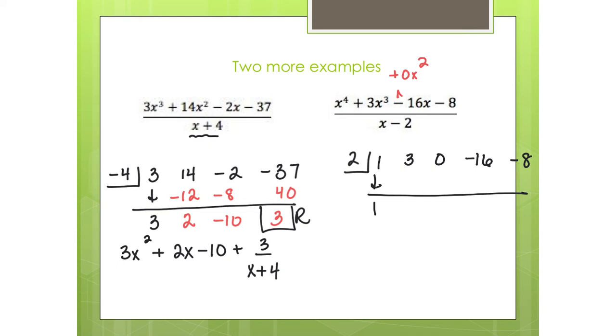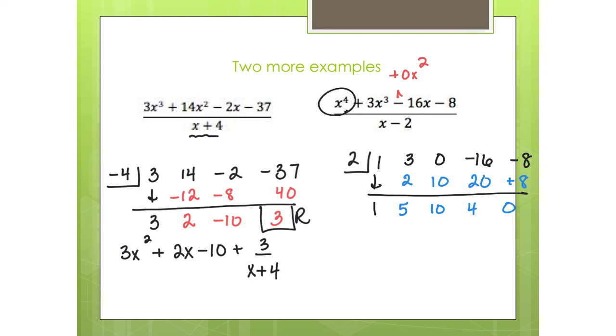Drop down the first term. And from here we're multiplying. So we're multiplying the 2 times the 1. That slides to the next open spot. And then we add. We multiply. We add. We multiply. We add. We multiply. We add.